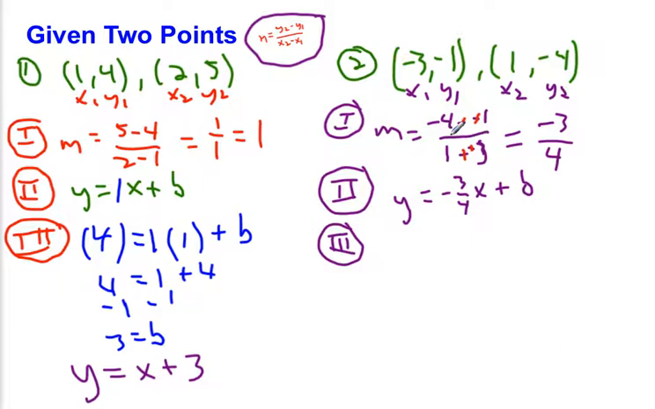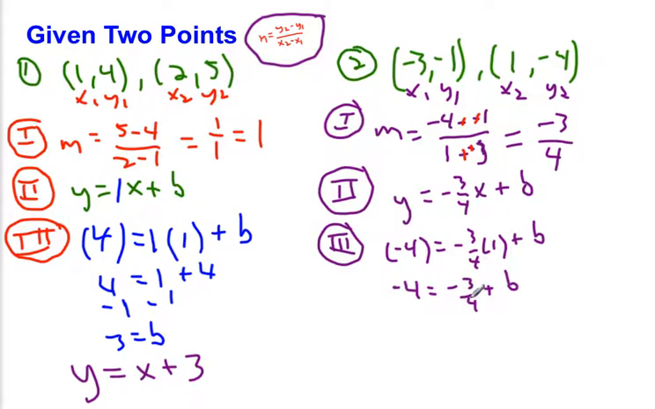So let's use our second point this time. Our second point is negative 4. So negative 4 equals negative 3/4 times 1 plus b. So now we're dealing with fractions, but that's okay. You know how to bust fractions. We can do that. Let's simplify first. This will look like negative 4 equals negative 3/4 plus b.